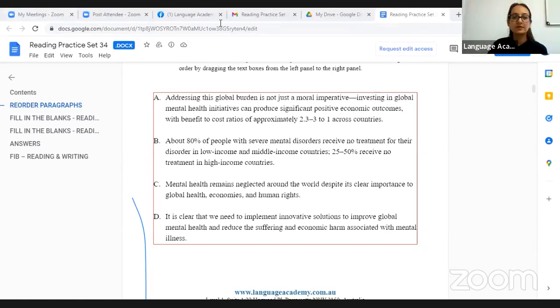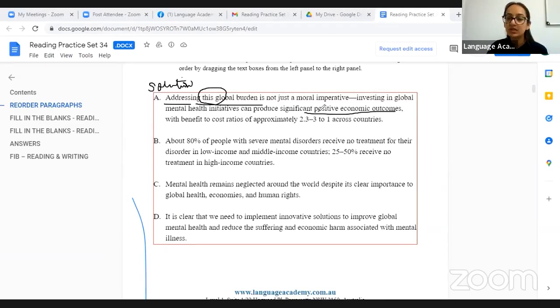Okay, please listen to the discussion for this one carefully so that you get an idea on how to solve reorders. The first sentence is, addressing this global burden is not just a moral imperative. So there is a reference here, addressing this global burden. And addressing means solution. So this sentence is basically talking about solution. Global burden is not just a moral imperative. Investing in global mental health initiatives can produce significant positive economic outcomes with benefit to cost ratios of approximately 2.3 to 2 to 1 across countries.